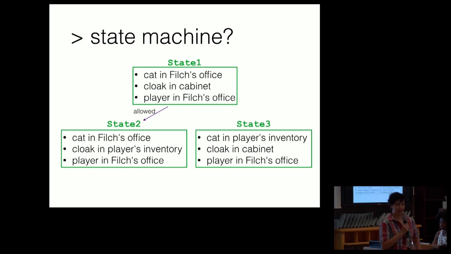And so, fine, that's how choose your own adventure games work. Maybe we can do this with text adventures. This is a straw man graph out of the scene that I showed from my text adventure. You start off in state one, where the cat is in the office, the cloak is in the cabinet, the player is in the office, and I know that I can transition from state one to state two, where the cloak goes into the player's inventory. So I put an edge there. But state three, where the cat is in the player's inventory, is not allowed. No edge.